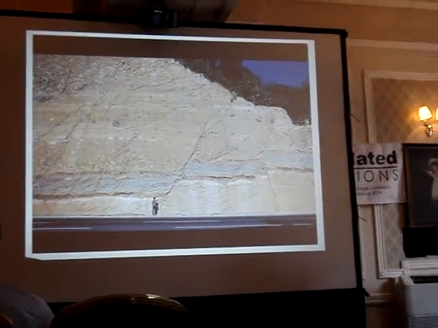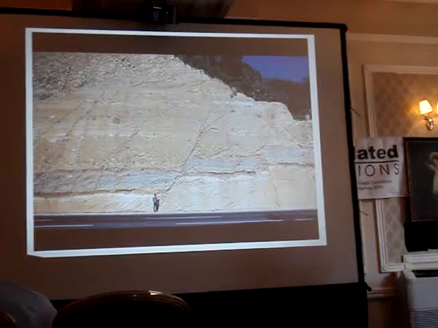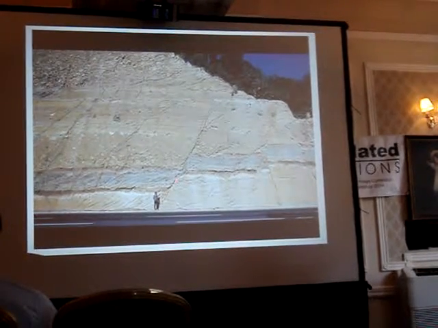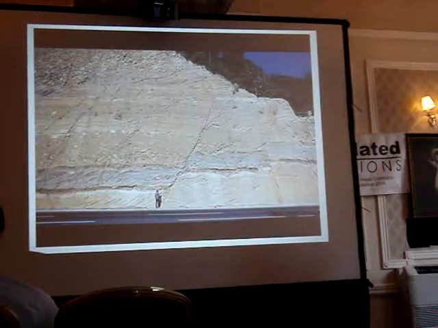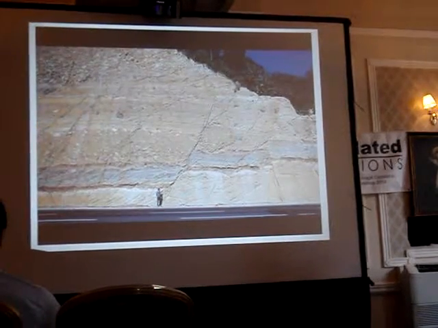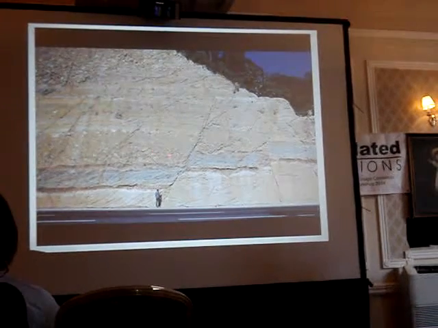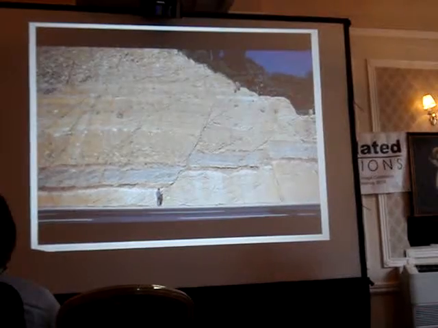This is another fault. This is another fault. This is another fault. This is a normal fault. See, this layer is here and here. Because of tension, this block, which is the hanging block, falls down.